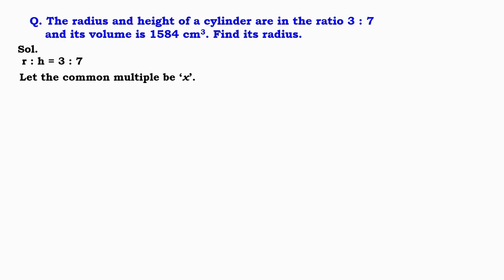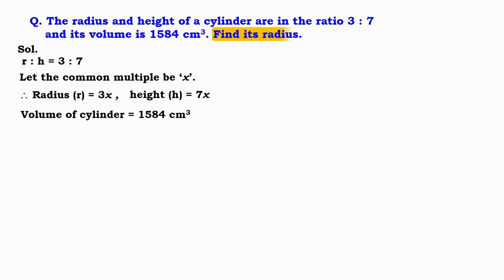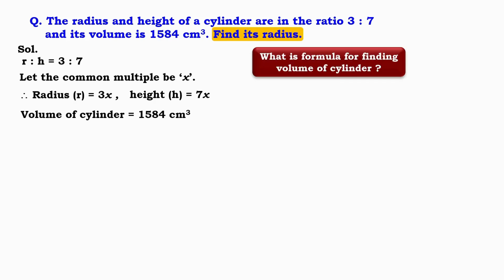So let us take the common multiple x over here. So r will be 3x and h will be 7x. Now volume is given as 1584 centimeter cube. So we need to find the radius.